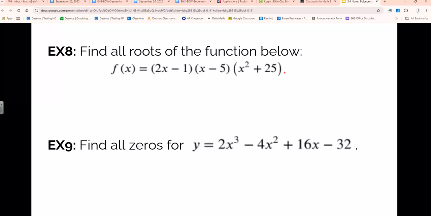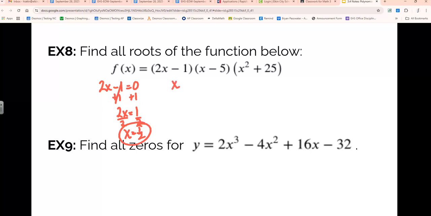So for this, we would want to be finding all of the zeros for this. So I would be thinking 2x minus 1 equals 0. And this is just a regular root. You would add the 1. You get 2x equals 1. You would divide by 2. And so x equals 1/2 would be a zero.